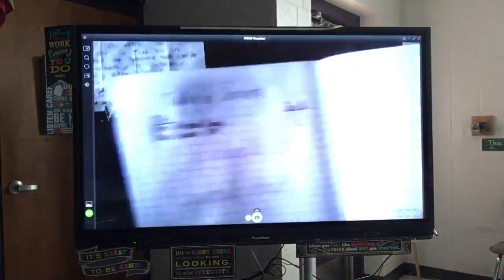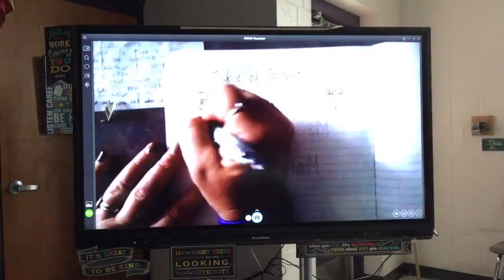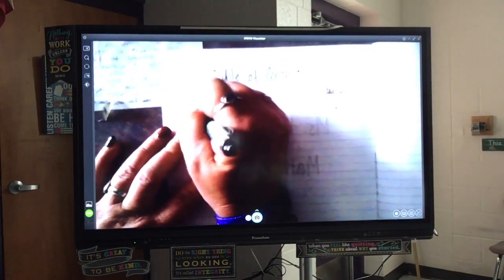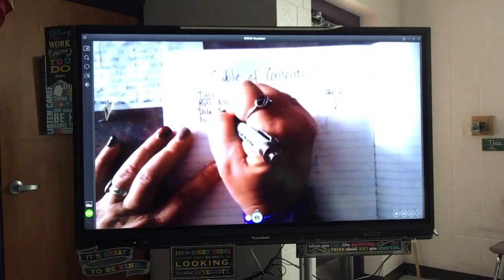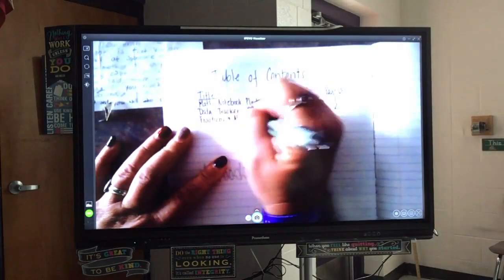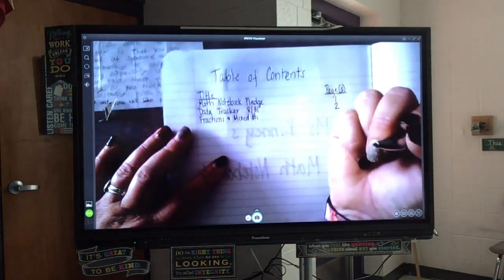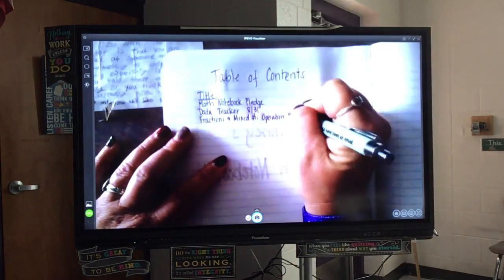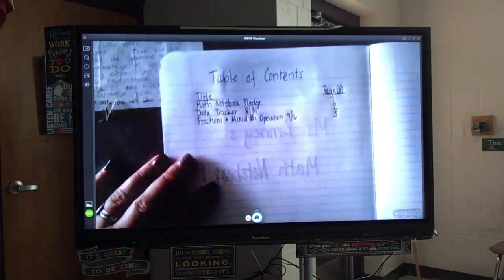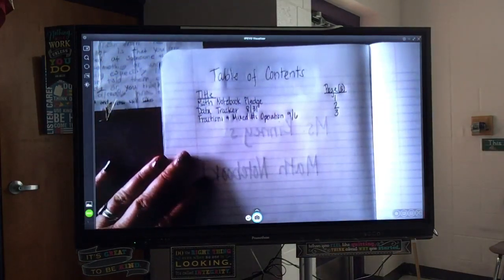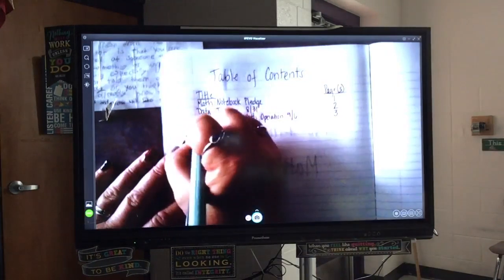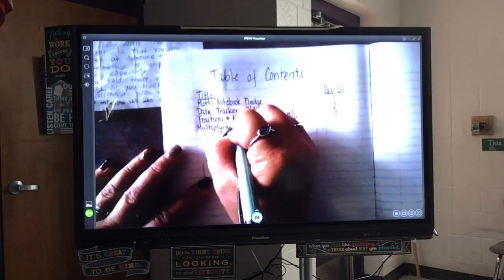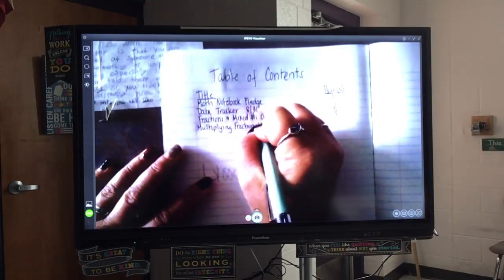So page 3, what is the title of page 3? Fractions, units, numbers, operations. And then is the date on there? 9/6, that's page 3. And then what is our homework page? Multiplying fractions. And I'm just going to put HW so I know.